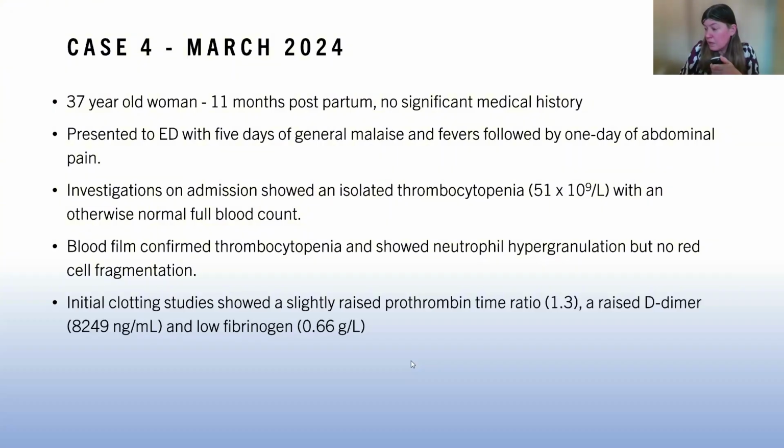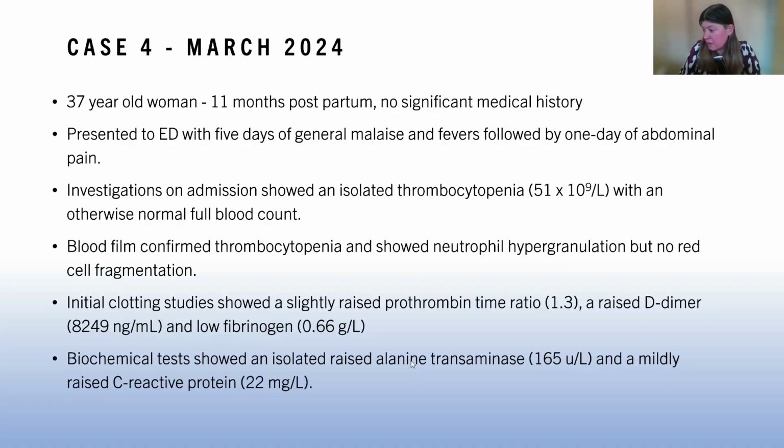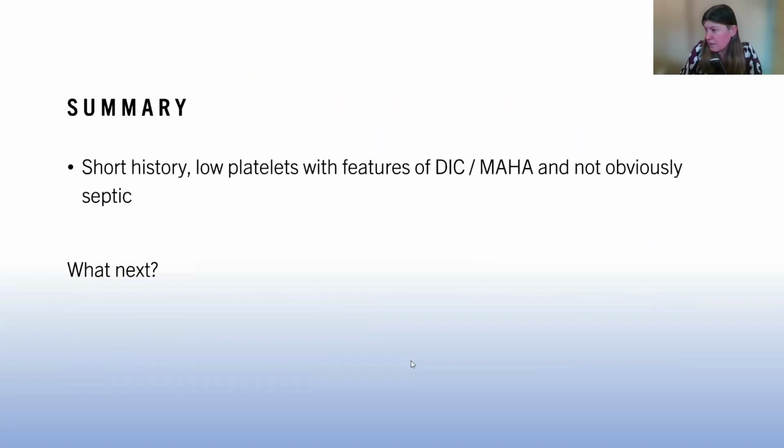And she had some reactive changes to her neutrophils, so we were thinking possibly she had an infection of some sort. Her initial coagulation profile showed a slight prolongation in her prothrombin ratio, a very high D-dimer and a low fibrinogen. So this started to make us think, is there some sort of consumptive process going on to explain that low fibrinogen and the very high D-dimer? And then when she had biochemistry done, she had an increase in her ALT and a slight elevation in CRP.